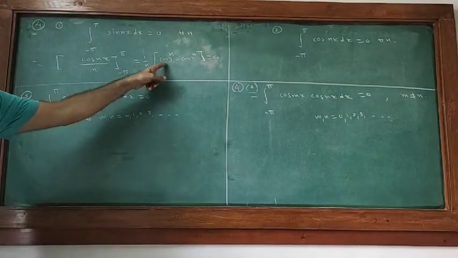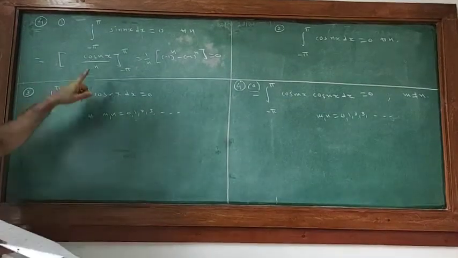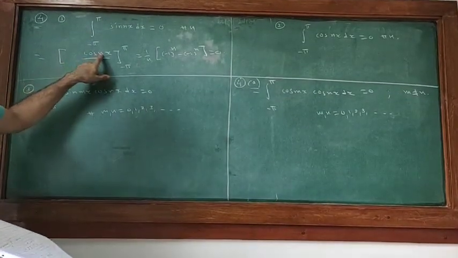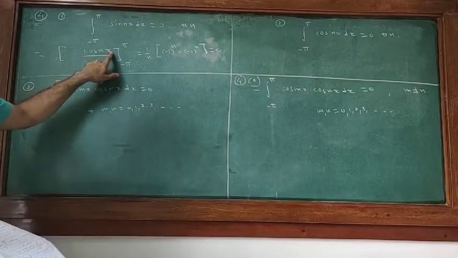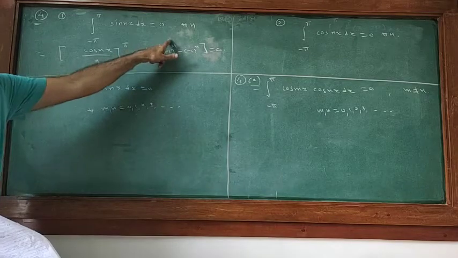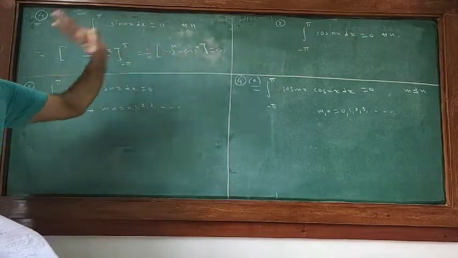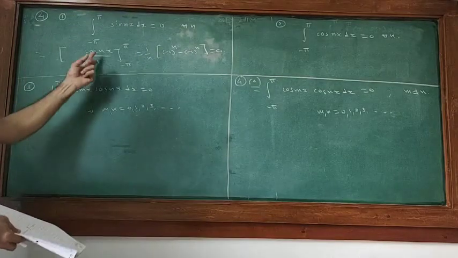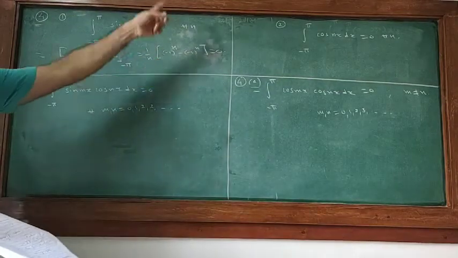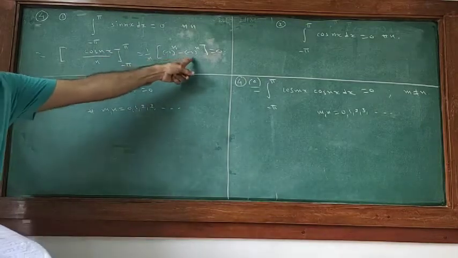Good. Do you understand? See here. If n equals 1, this is cos pi. What is the value of cos pi? Minus 1. What is the value of cos 2 pi? Plus 1, minus 1 squared. What is the value of cos 3 pi? Minus 1, minus 1 cubed. Likewise here.